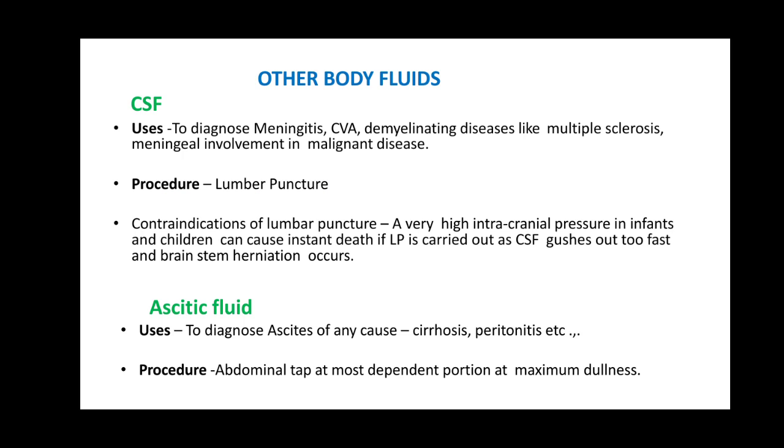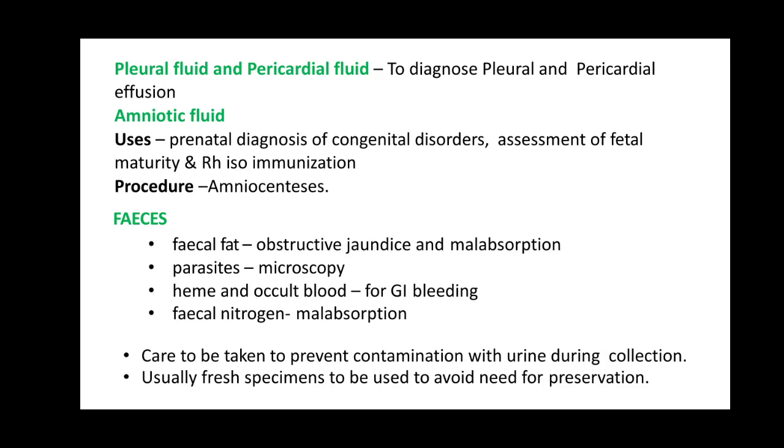And the ascitic fluid is used to diagnose ascites of any cause, cirrhosis, peritonitis, etc. The procedure will be an abdominal tap at the most dependent portion at maximum dullness. And pleural fluid and pericardial fluid are used to diagnose pleural and pericardial effusion. And amniotic fluid is used for prenatal diagnosis of congenital disorders, assessment of fetal maturity and Rh isoimmunization. The procedure will be amniocentesis.